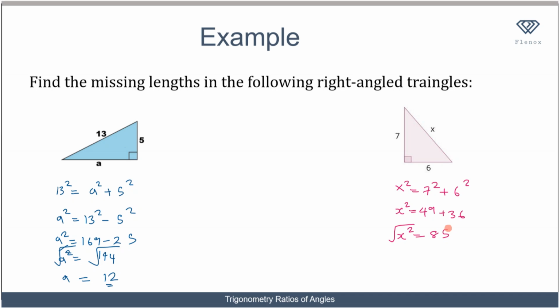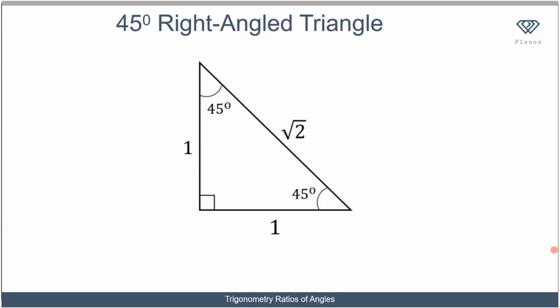So I find the square root of both sides and I have the value of x to be equal to 9.22. So this pretty much wraps up what you need to know in relation to Pythagoras theorem. Now let's look at some special types of right angle triangle. First, I'm going to look at a 45-degree right angle triangle.